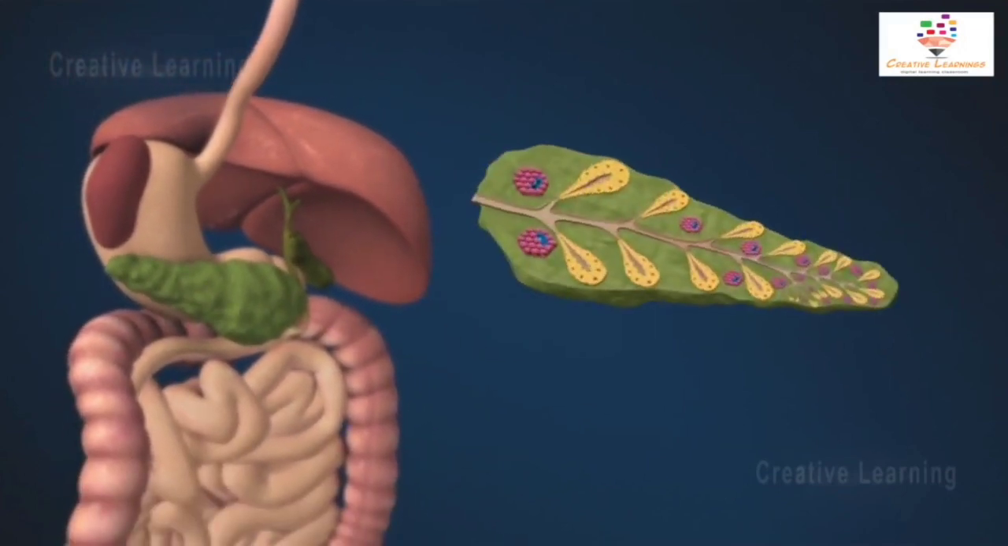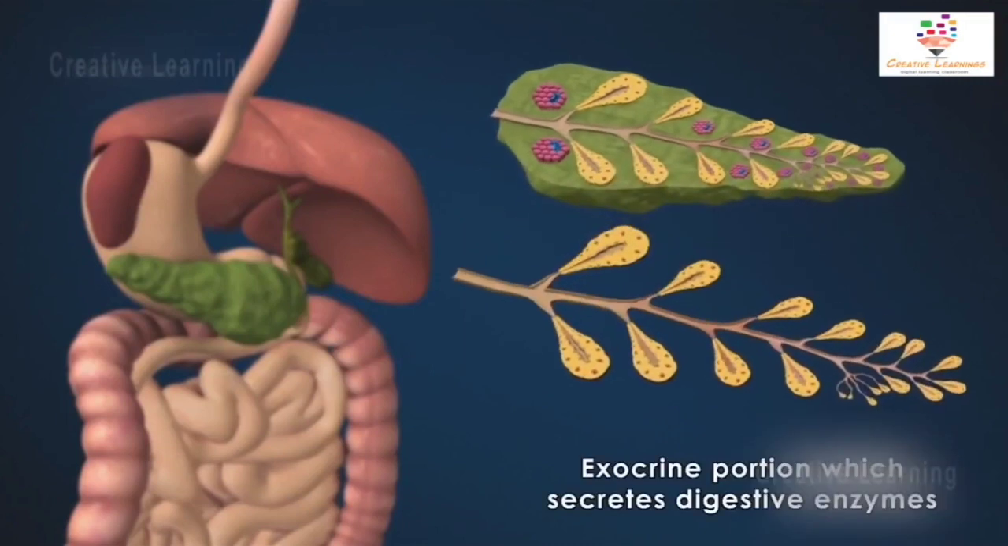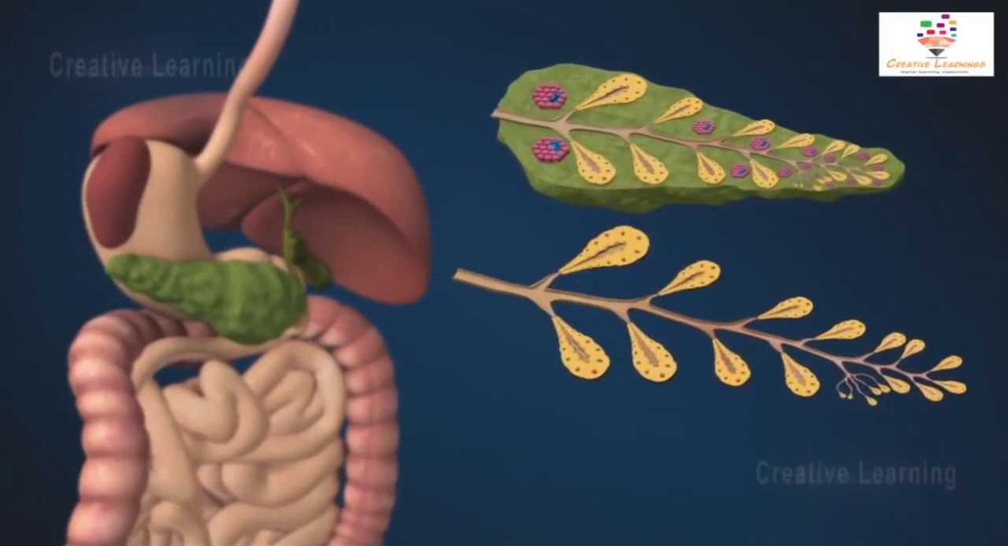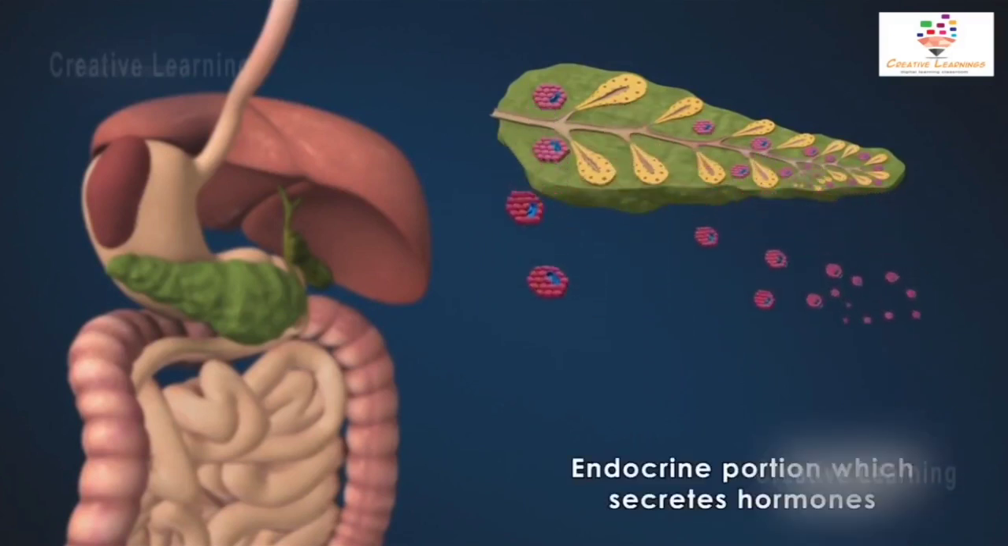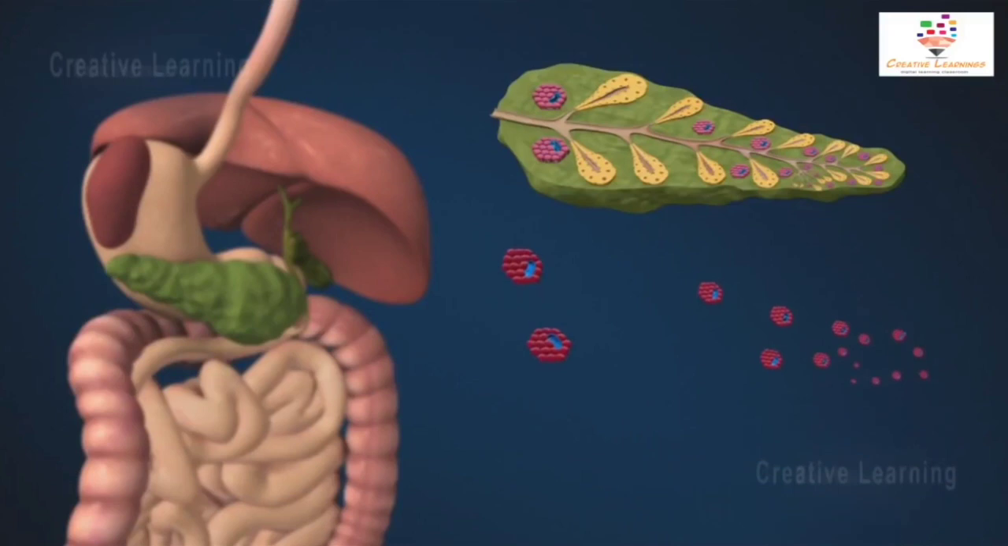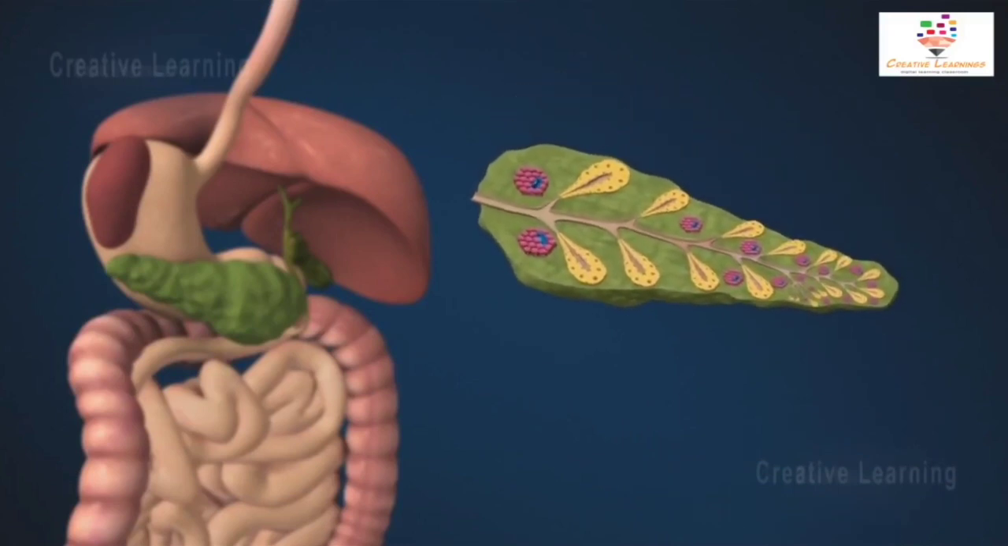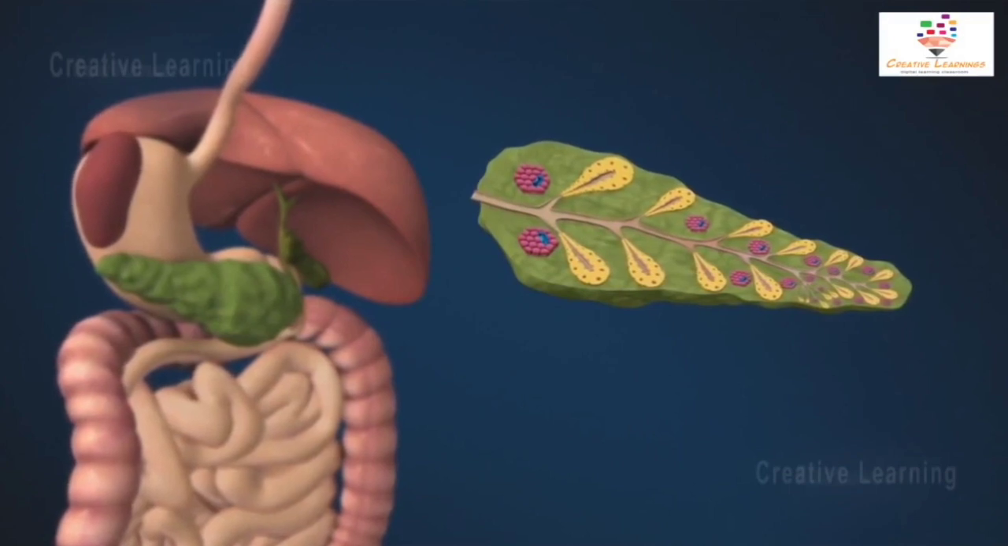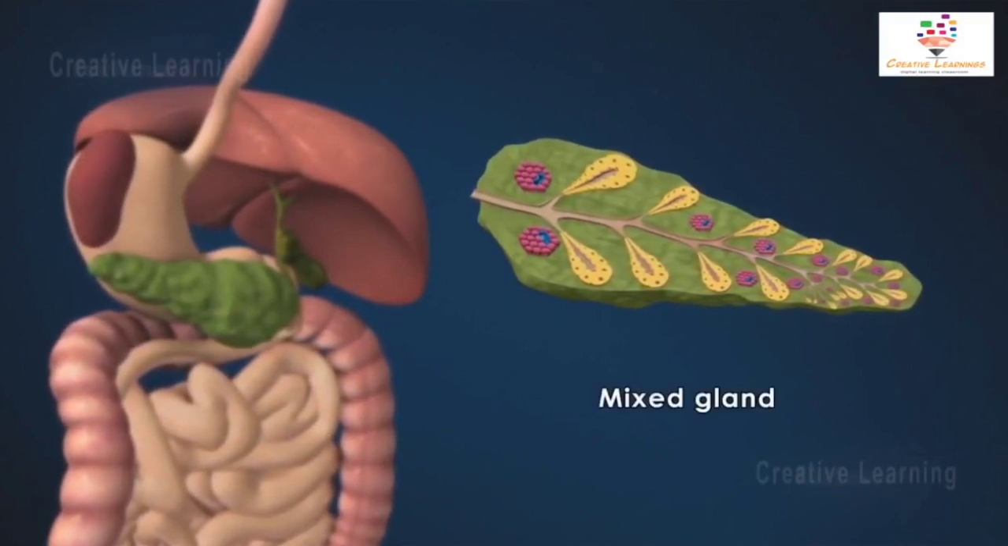The pancreas is composed of two types of tissues: the exocrine portion, which secretes digestive enzymes, and the endocrine portion, which secretes hormones. Because of its functionality in both the endocrine and digestive systems, it's referred to as a mixed gland.